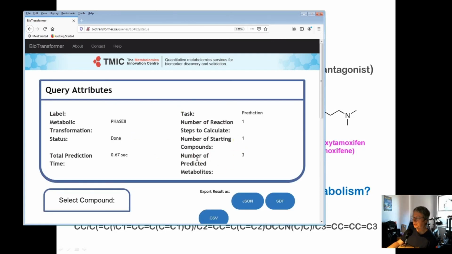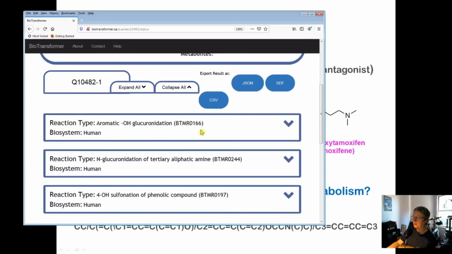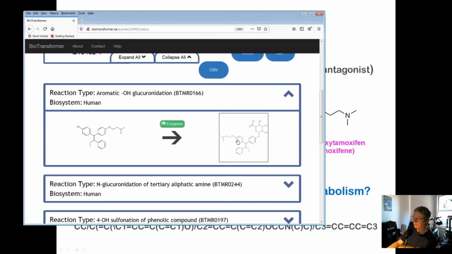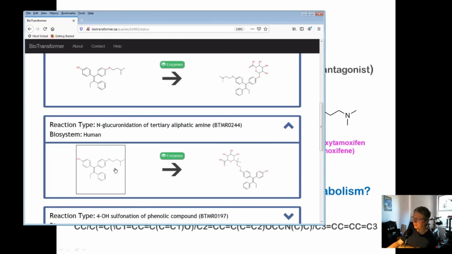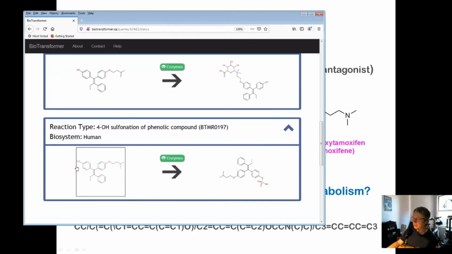Okay, so it predicted it. It showed 3 predicted metabolites. Let's look at them. And yeah, aromatic hydroxyl glucuronidation, which, yep, there it is. The glucuronidate of the hydroxy group seems reasonable. N-glucuronidation of a tertiary aliphatic amine. I think this is unlikely because I just don't see tertiary amines being very reactive. Possible, but unlikely. Okay? And then sulfonation of the benzene with the hydroxy group. Okay. Cool.